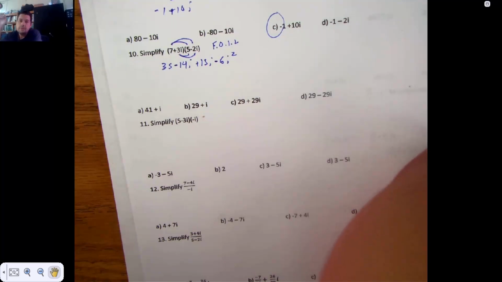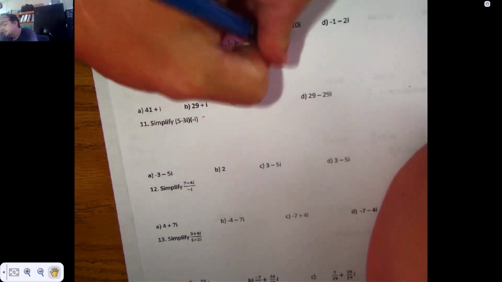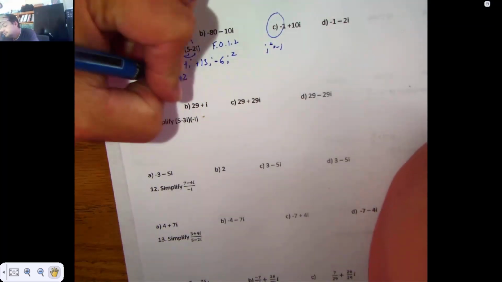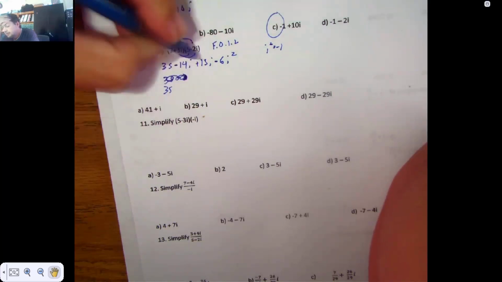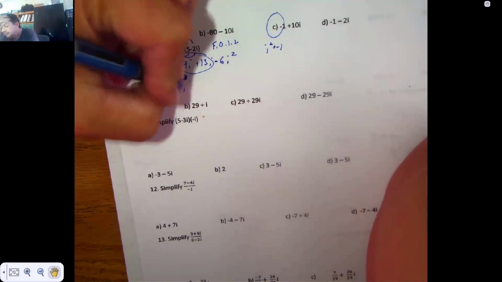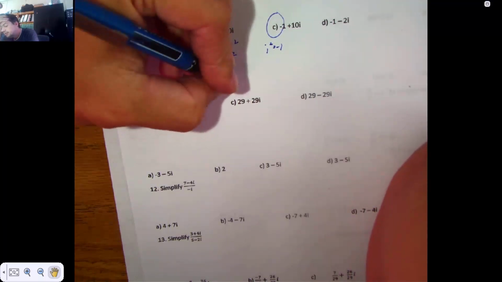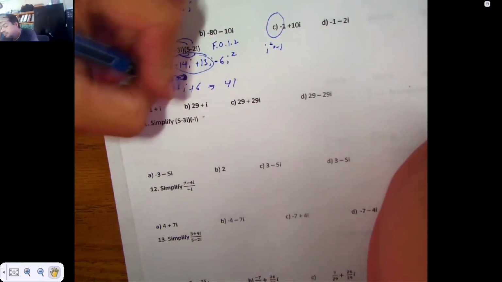3i times a -2i is -6i squared. And again, I know that i squared is -1. So this last piece becomes a positive 6, because -6 times -1 is positive 6. So I'm looking for 41. 15i minus 14i is plus i, so 41 plus i.